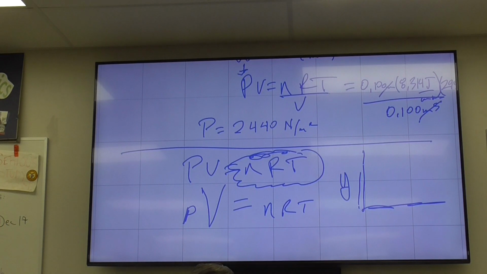Just in a generic way, what does an inverse relationship look like? What does a simple inverse relationship look like on a graph?